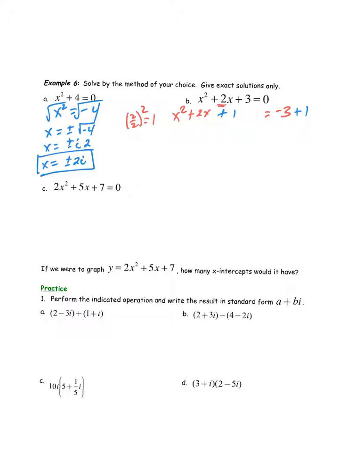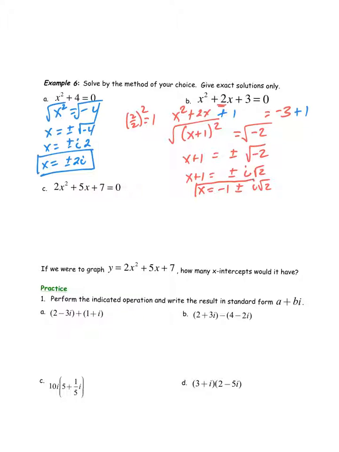The reason for doing that is now we can write the left side of the equation as a square of a binomial, because it's a perfect square trinomial. That is (x plus 1) squared. And negative 3 plus 1 is negative 2. So (x plus 1) squared is equal to negative 2. We'll take the square root of both sides, and then we'll have x plus 1 equals plus or minus the square root of negative 2. So x plus 1 equals plus or minus, instead of the square root of negative 2, we're going to write that as i root 2, and then subtract 1 from both sides, so x equals negative 1 plus or minus i root 2. Those are our two solutions.